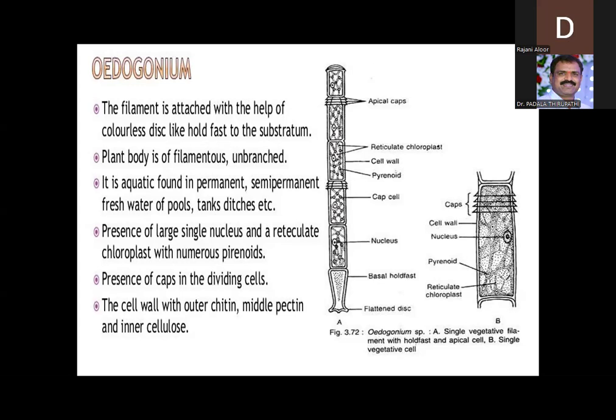You can observe the upper part, this part rounded. Some cells below the terminal cells possess an apical cap, which are ring-like markings on the upper part of the cell. Such caps are called apical caps, and these cells are called cap cells.